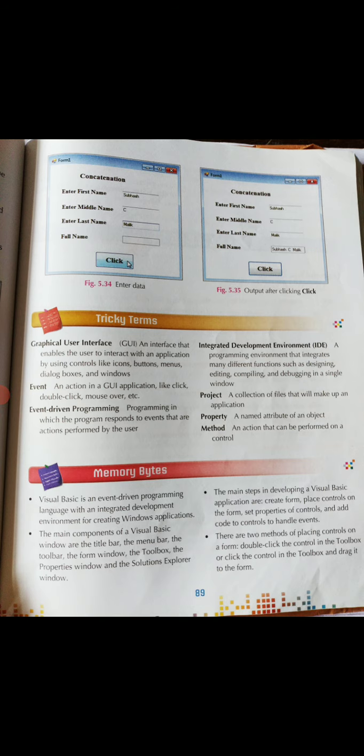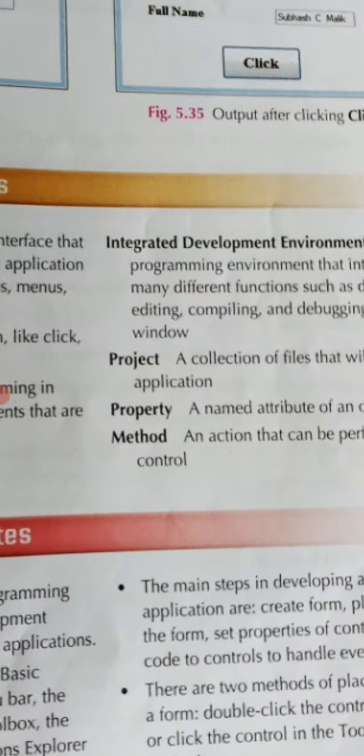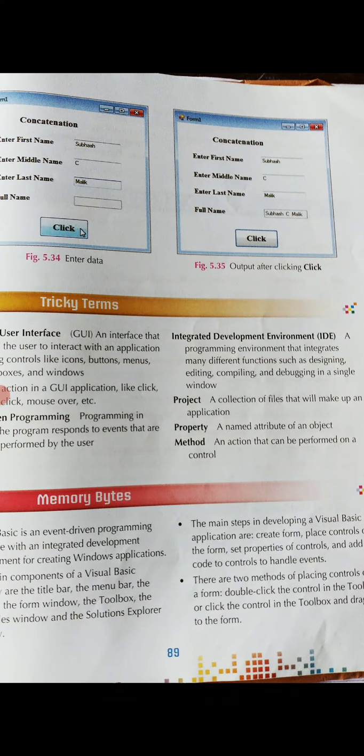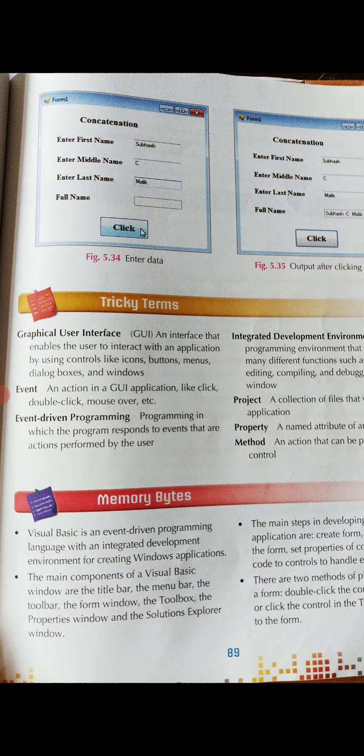Then you take out page number 89. In page number 89, you have seen these tricky terms. There you will get graphical user interface. You are going to mark from that, enables the user to interact with an application by using controls like icons, buttons, menus, dialog box and windows.